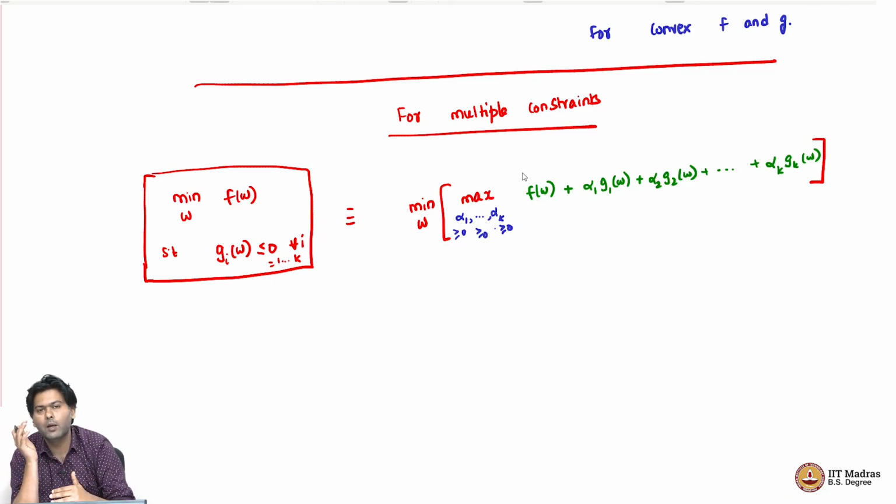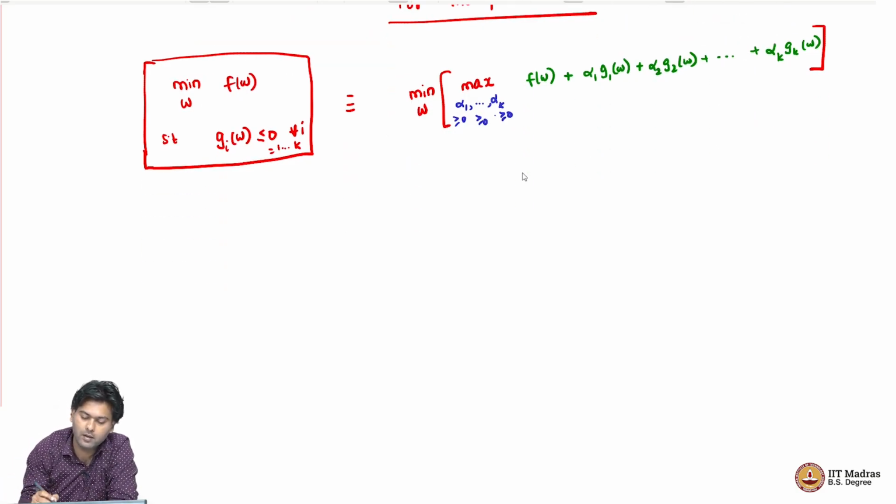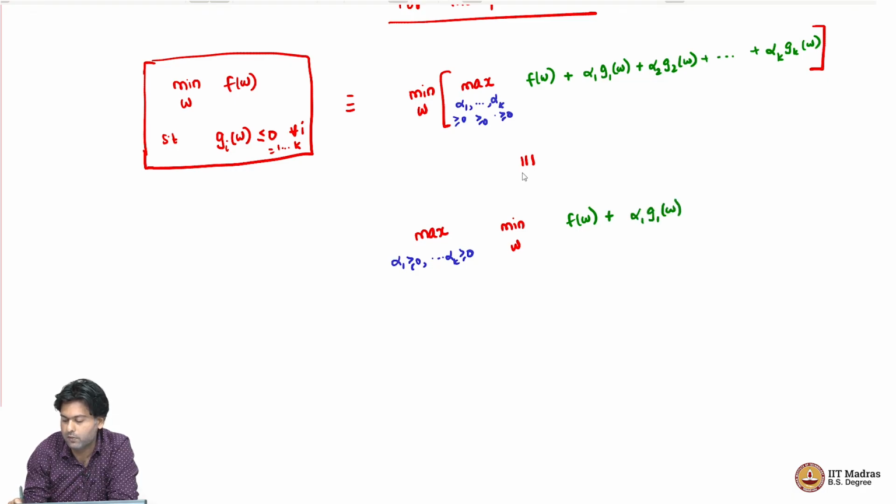You can do exactly the same argument as we did earlier. Even if one of these constraints is not satisfied, you can make this quantity go up to infinity, whereas if all the constraints are satisfied, then this quantity will exactly evaluate to f of w. The same argument holds now for multiple constraints. So now again, if f and all the g's are convex, then this is also equivalent to maximizing over alpha 1 greater than or equal to 0 dot dot dot alpha k greater than or equal to 0, minimizing over w of f of w plus alpha 1 g1 of w plus dot dot dot plus alpha k gk of w.